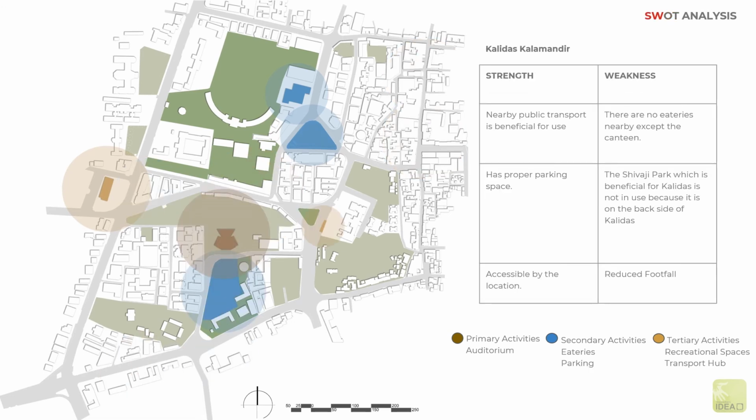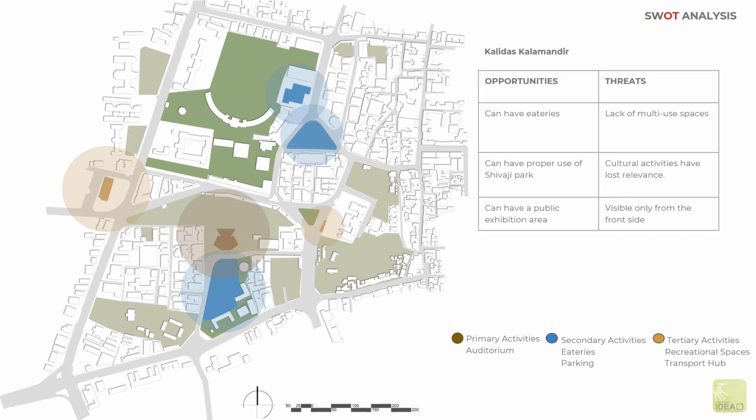As for the Kalidas Kalamandir, the nearby public transport is beneficial for use. It has a proper parking space and is accessible by the location. Weaknesses being no eateries can be seen except the canteen around the vicinity. Shivaji Park, which is beneficial for the Kalidas, is not in use because it is on the backside of Kalidas, due to which we can see a reduced footfall.